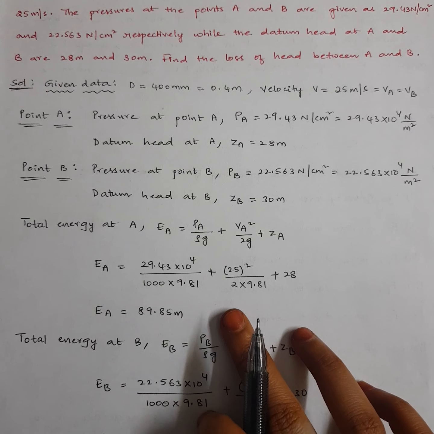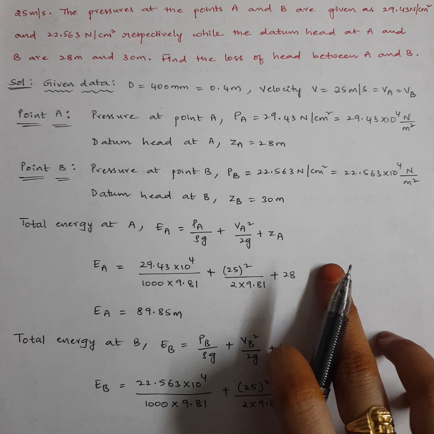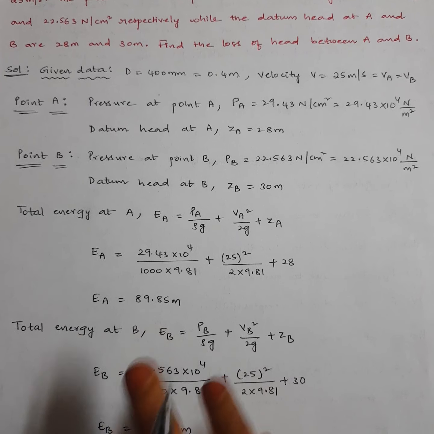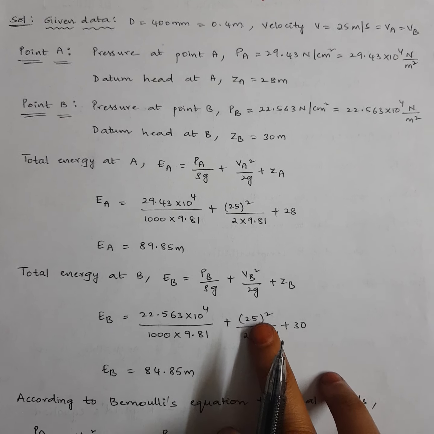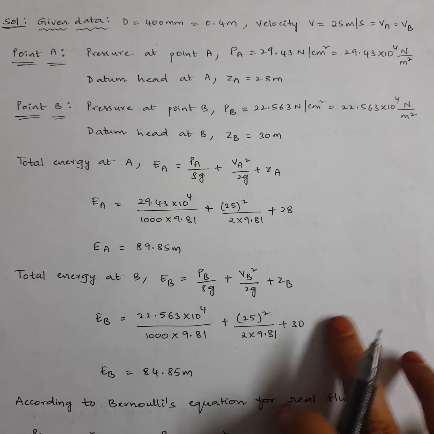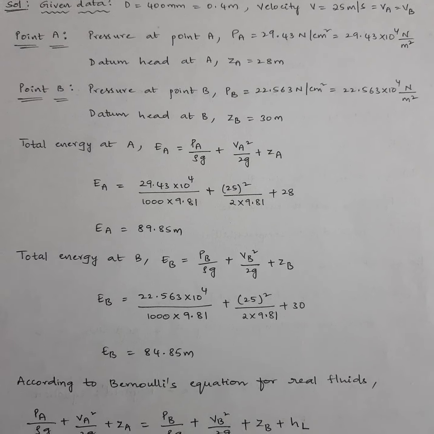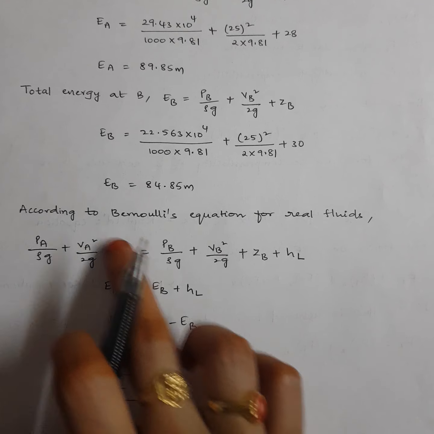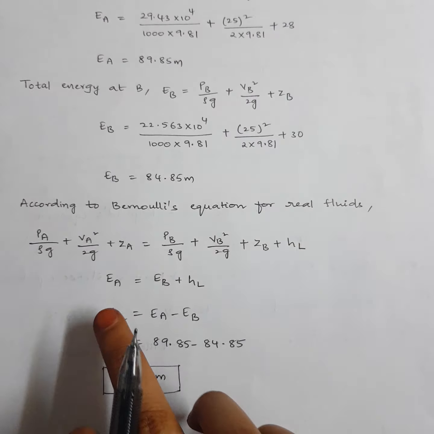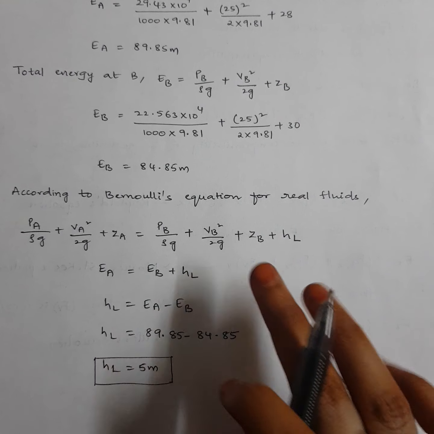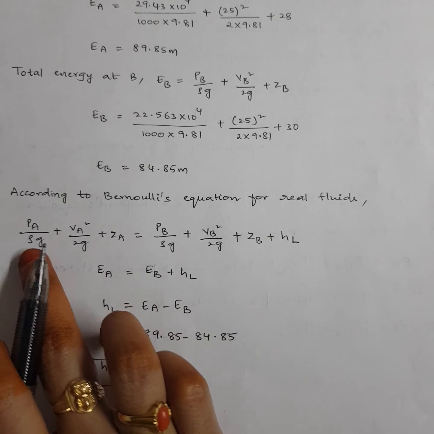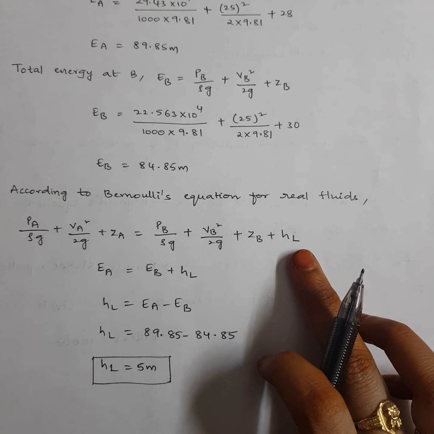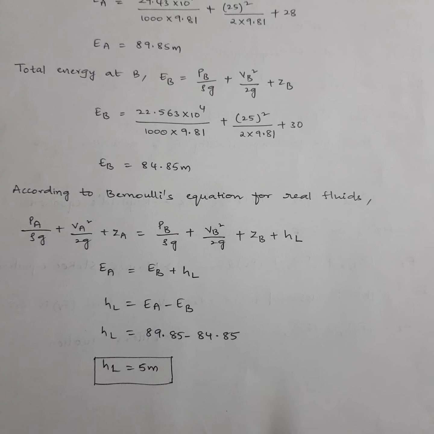So total energy at section 1 is this PA by rho g plus VA square by 2g plus ZA. Just I substituted the values, I got 89.85 meters. Similarly, total energy at B, EB, add all, substitute all the values, you'll get this. Therefore, applying Bernoulli's equation, as I've told you, this is our Bernoulli's equation for real fluid. Since I've calculated this directly, I'll put the value here. Okay. Otherwise, you need not worry. Here only, after writing this big equation, here only you can start substituting and calculate the value of HL. Finish. So HL will come out to be 5 meters.